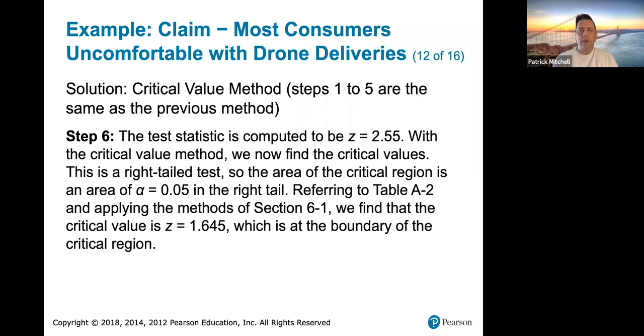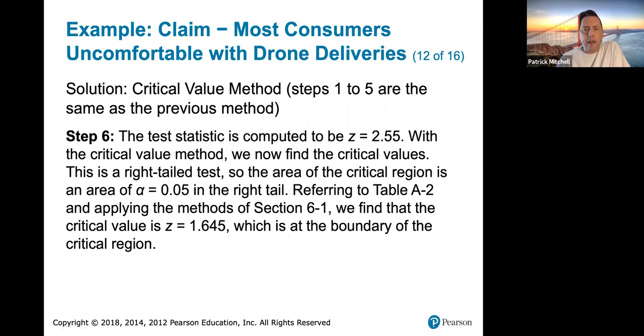The critical value is a sort of boundary value of z such that any calculated test statistic that is greater than that value will lead me to reject the null hypothesis. Anything that's less, I will fail to reject the null hypothesis. I believe there's a picture of this on the next slide. So with the critical value method, we find the critical value.